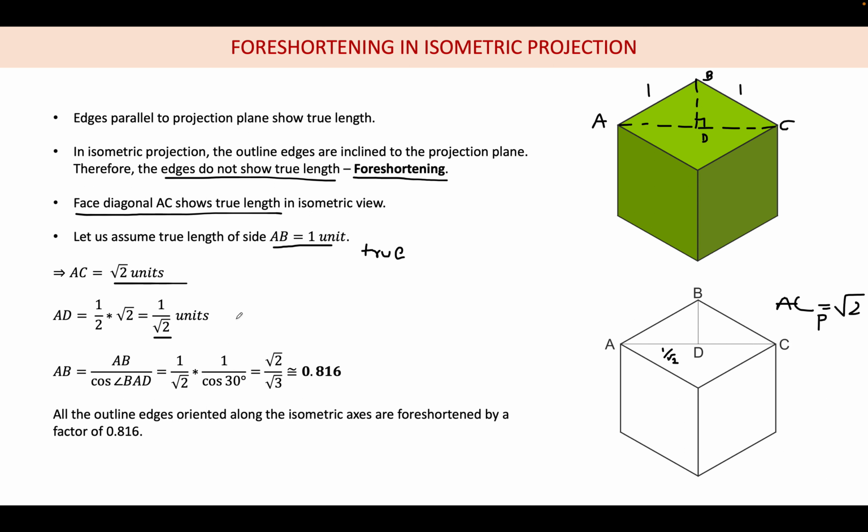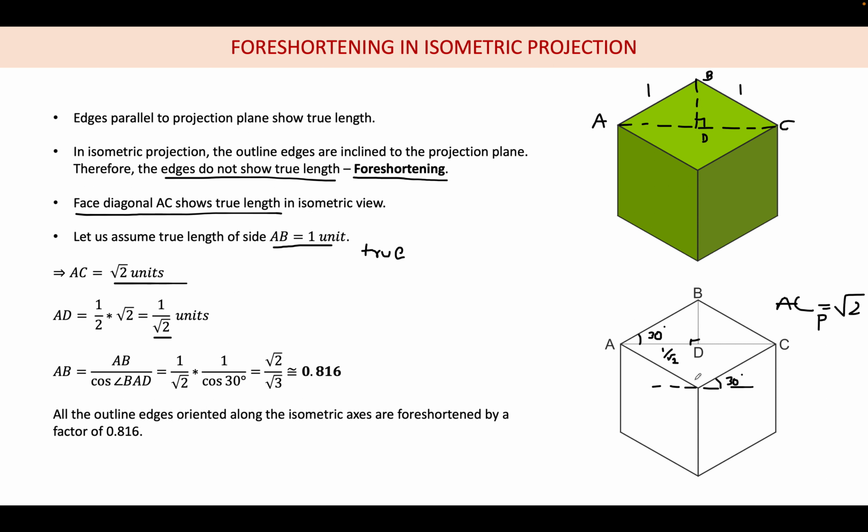Since AC gives a true length, the true length of AC will be the same as the projection length of AC. So whatever we are drawing here will be equal to root 2, and AD will be half of that, so it is 1 by root 2. Now this is a 90 degree triangle, and we can say that this will be 30 degree. Why is this 30 degree? This is because if we draw a line like this, this will be 30 degree, because this will be 90 and total is 120, therefore this is 30.